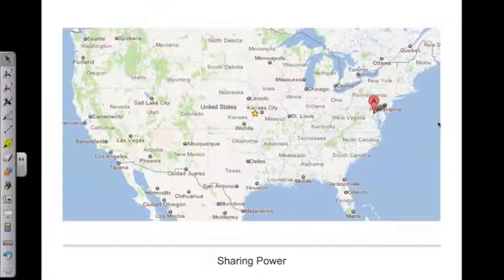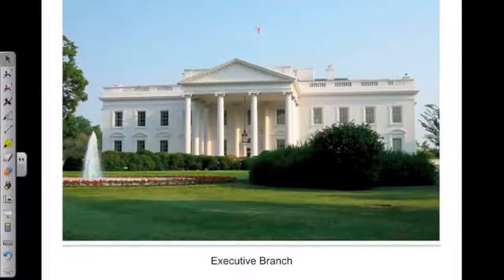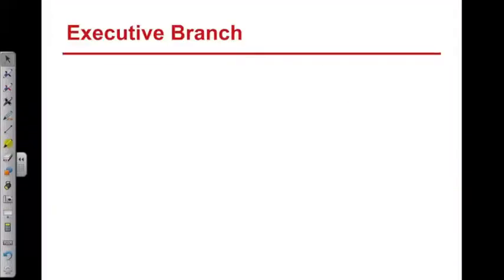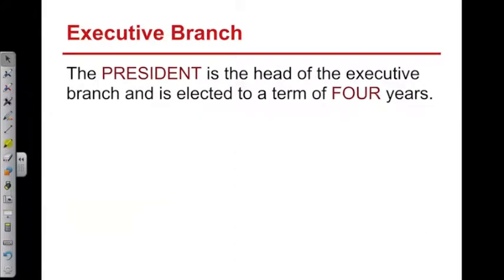Let's talk about what this means. The first branch is the executive branch, and this is the White House, which is where the center of the executive branch of the federal government is. The person that lives here is the president. The president is the head of the executive branch and is elected to a term of 4 years. So when we elect a president, they're a president for 4 years, and then they can be reelected from there.